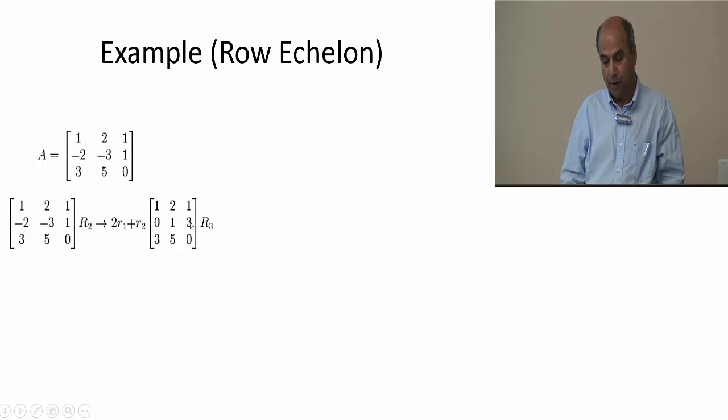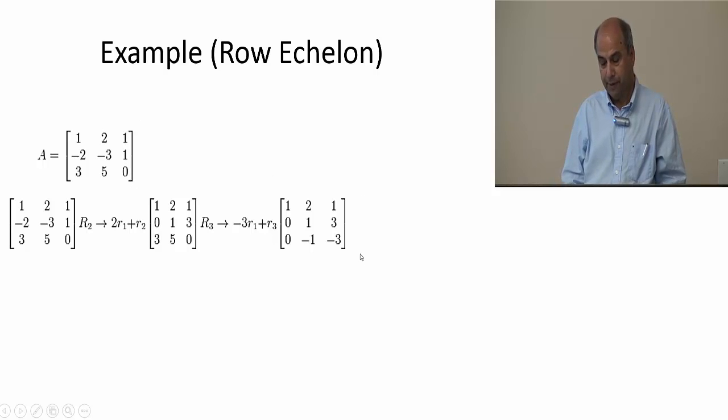and that will become 0, 1, 3, because 2 minus 2 is 0, and 4 minus 3 is 1, and 2 plus 1 is 3. And then we want to make this also 0, so we can do the same thing: multiply the upper one by 3 and subtract that from the third row, and that will give us, this will become 0, because 3 minus 3 is 0, and 5 minus 6 is minus 1, and similarly this will become 0 minus 3 is minus 3.